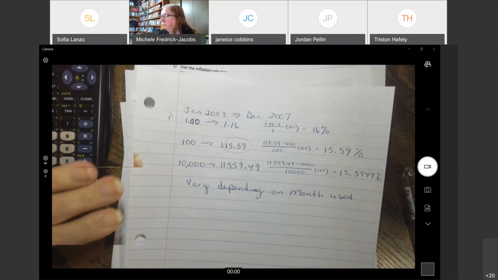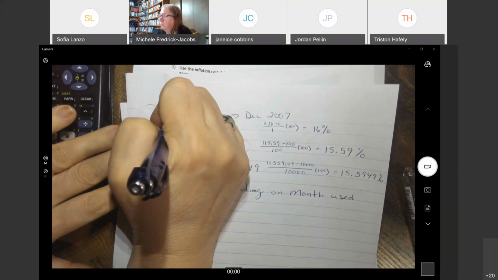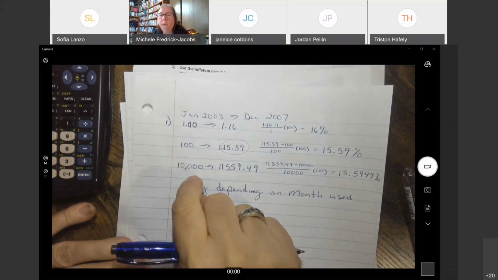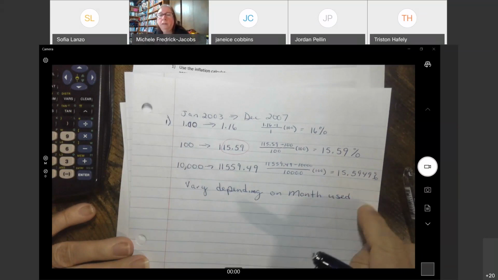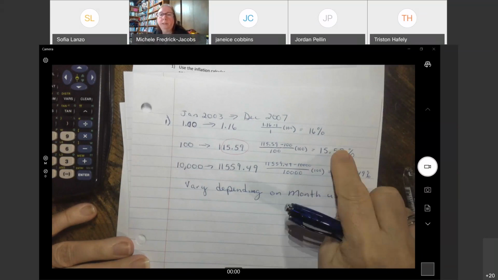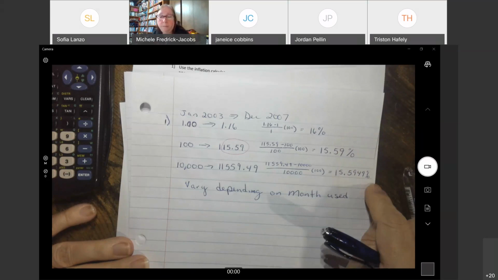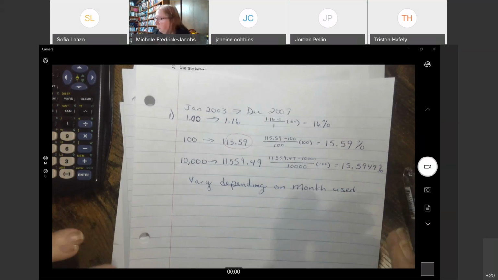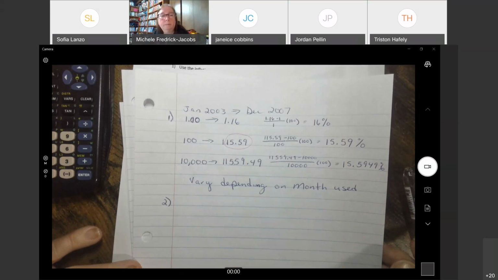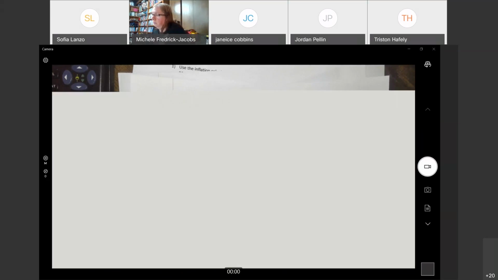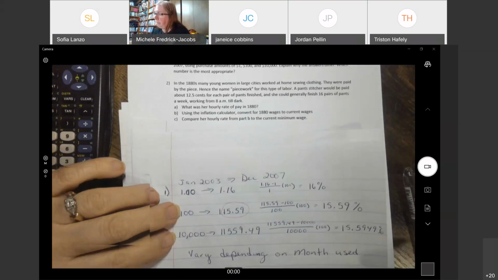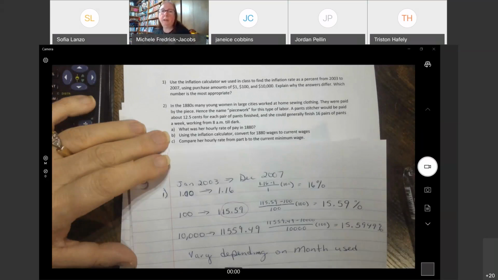Any questions on that? So the higher this went, the more accurate the percent. In most cases, percent accuracy, 2 decimal places is good, so you really don't need to go this far. Any questions? Okay, number 2.